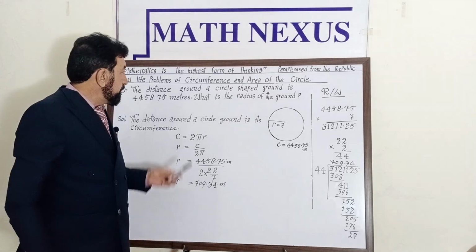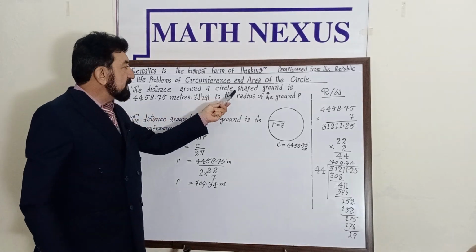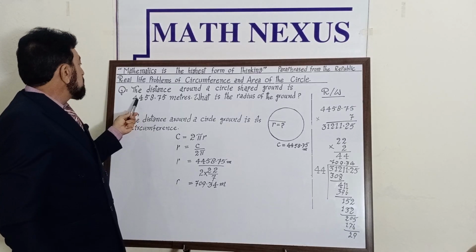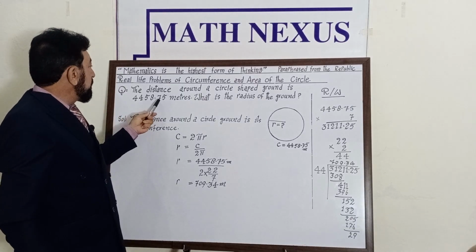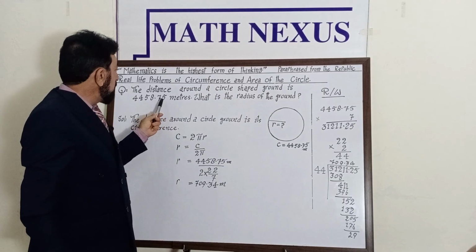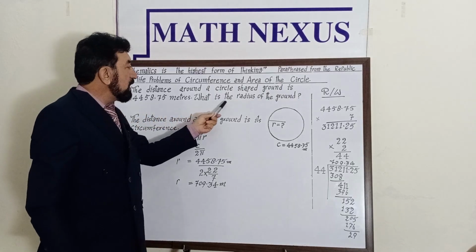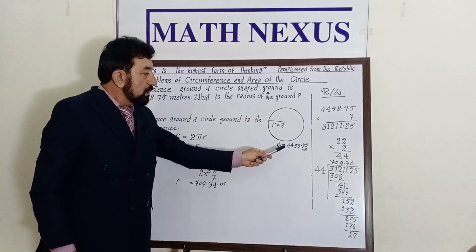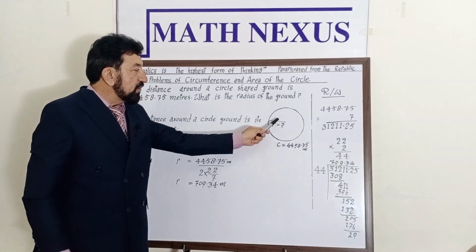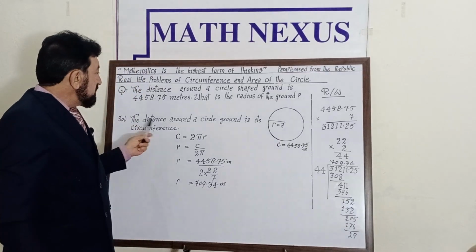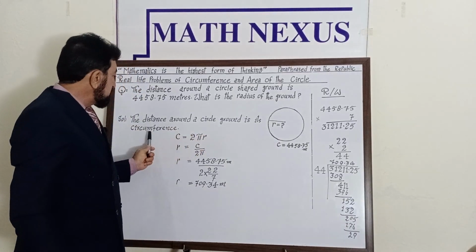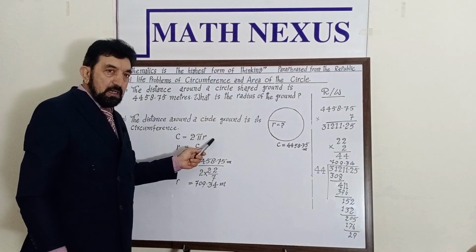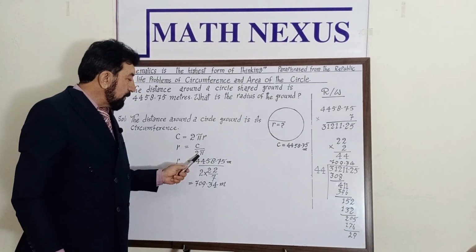Look at the question. The distance around a circle-shaped ground is 4,458.75 meters. What is the radius of the ground? Circumference is already given and radius is unknown. The distance around a circle ground is its circumference. We have a formula C equal to 2 pi r or r equal to C upon 2 pi.